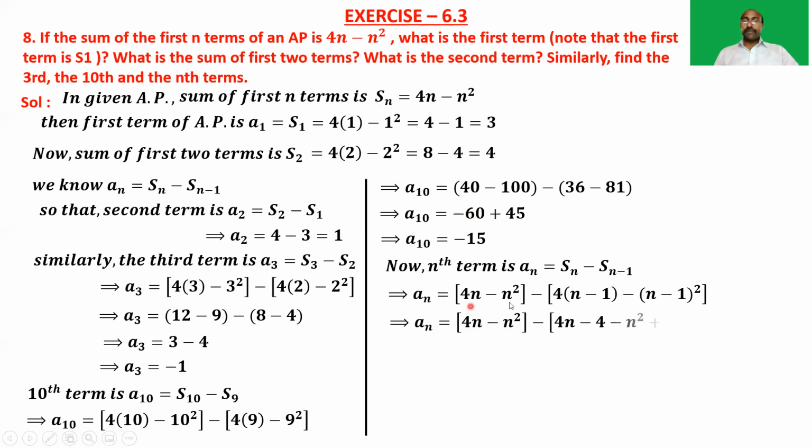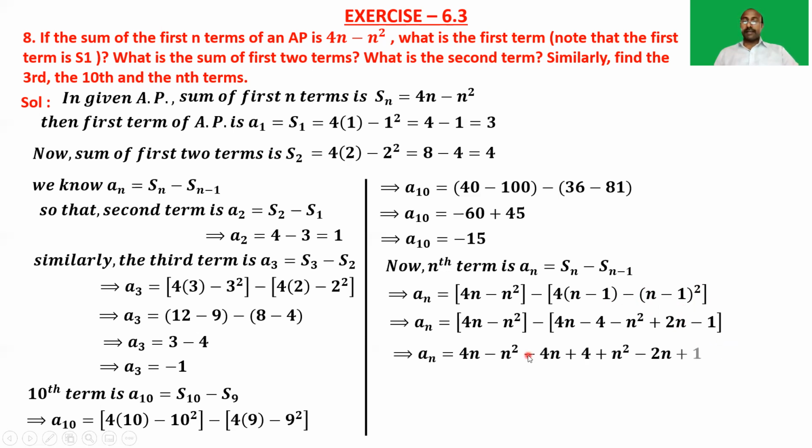So 4n minus n square minus half. 4 into n minus 1 is 4n minus 4. And we know that n minus 1 square is n square minus 2n plus 1. But we have minus n before n minus 1 whole square, so we have to multiply with minus all the terms of n minus 1 whole square. That is minus n square, minus into minus plus 2n, minus into plus minus 1.